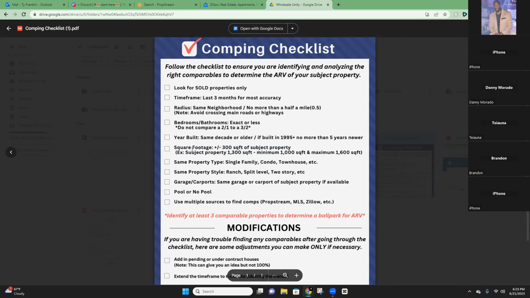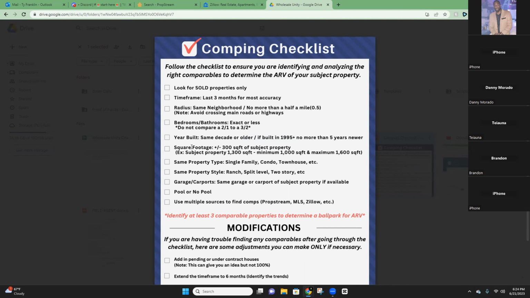Next thing, very important, square footage. These are key factors in criteria when you're looking at your comps that you have to take into account when you're searching for your comps, right? Square footage, very important. Plus or minus 300 square feet of the subject property. So if my subject property is 1,200 square feet, I'm going to put a max of 1,500 square feet. I don't want to see any properties whose square footage is more than 1,500.